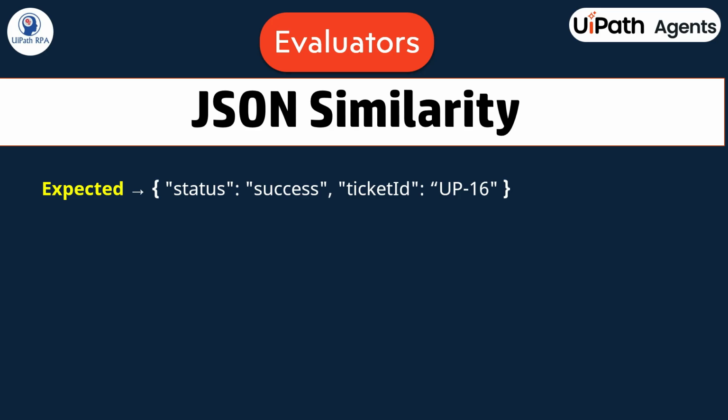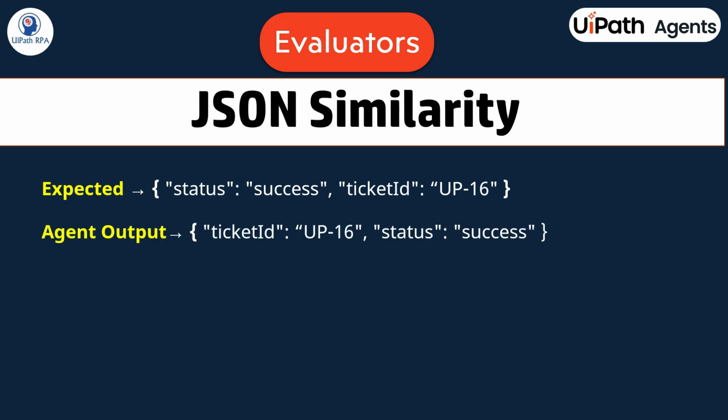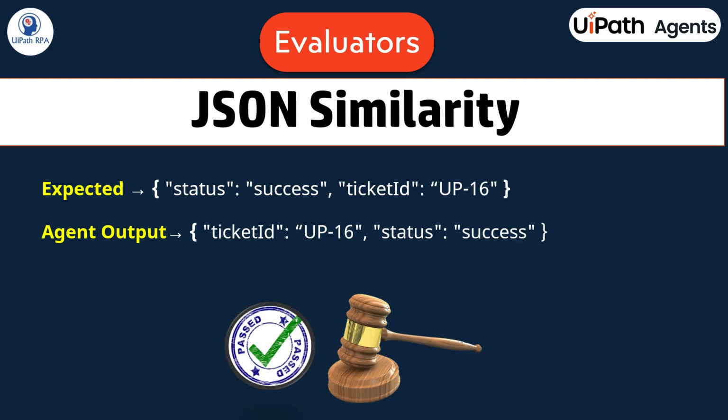The expected output is this way. In the JSON format, we have a status with the value success, and then a ticket ID, and this is the ticket value. If the agent output is this way, with the ticket ID first and then the status, in this case this will pass. But if something is different here, then this will fail. We have a status and a ticket ID. Let's say the ticket ID is not there, then that will fail.